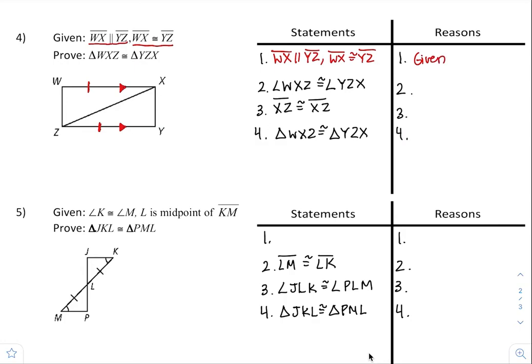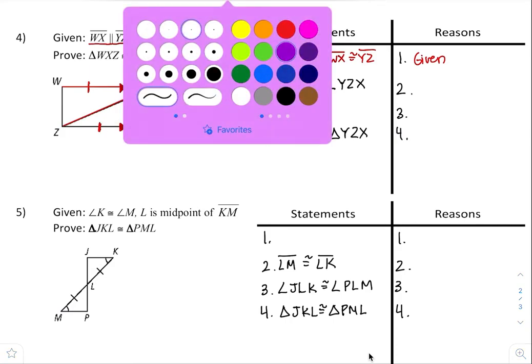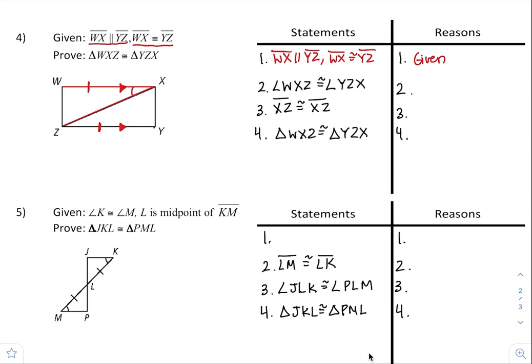Alright, so it says, you guys, angle WXZ is congruent to angle YZX. So it's this one. So those two are congruent to each other. Now the question is why? Well, if I extended these for you guys so that you guys can see.